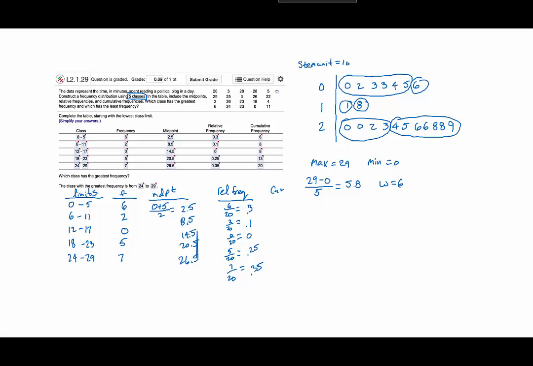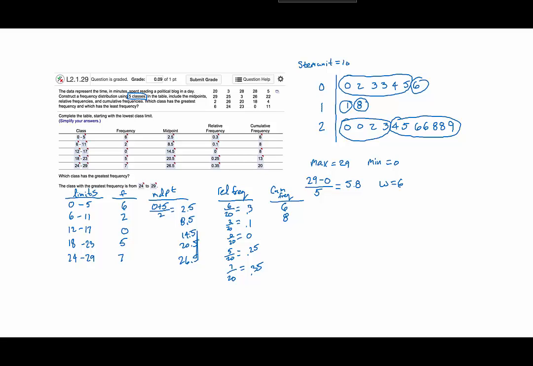Cumulative frequency is obtained by adding the class frequencies as we go from the lower limit of the first class to the upper limit of the last. In other words, in the first class, we would accumulate 6 data values. If we continue from the lower limit of the first class up to the upper limit of the second class, in other words, between 0 and 11, we would pick up 2 more for a total of 8.